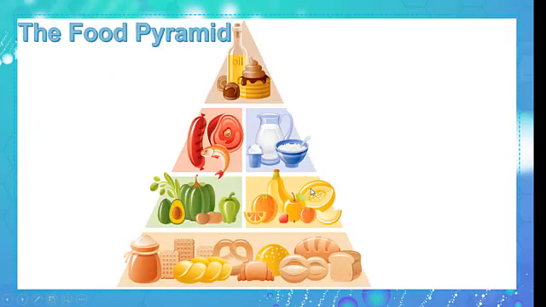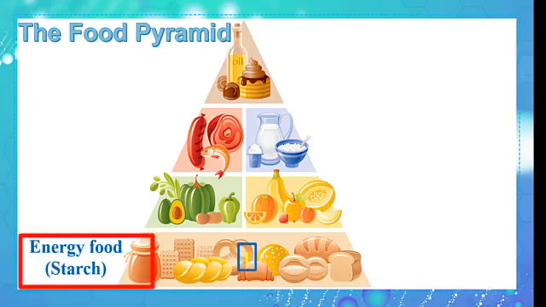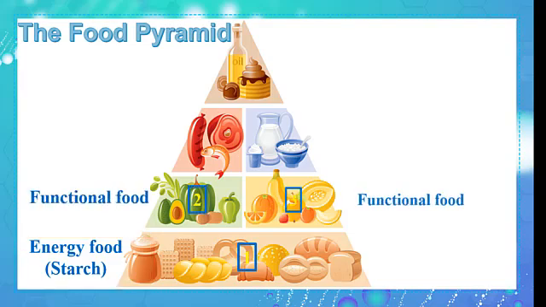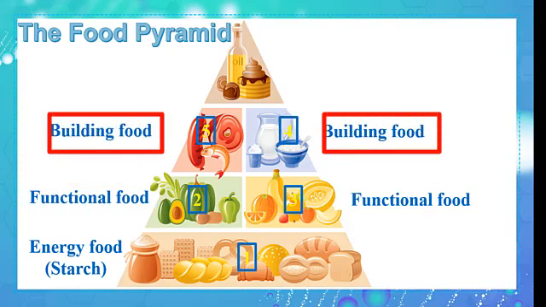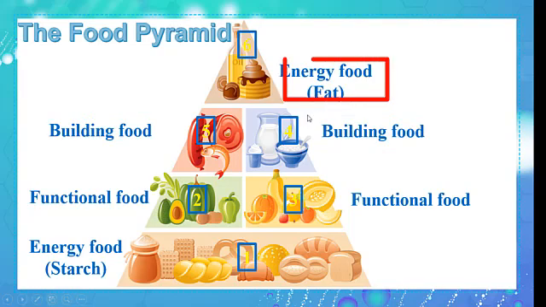Now let's talk about the food pyramid. If you look at this figure, we have the distribution of the groups of food. For example, in number 1 we have energetic food, which is starchy food. In number 2 and 3 we have functional food. In number 4 and 5 we have building food. And in number 6 we have energy food, but fats. So the groups of food are arranged according to the function and the quantity that must be eaten from each group. Let's now return to the questions.